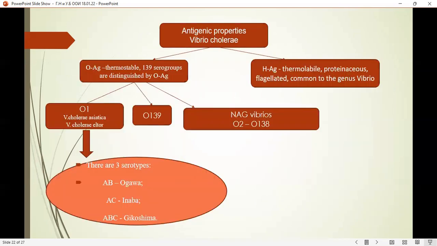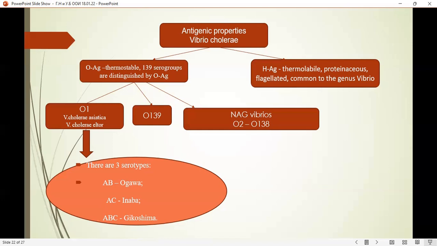Antigenic properties. Vibrio cholerae has a somatic O antigen and a flagellar H antigen. According to the structure of the O antigens, they are divided into 139 serogroups. The causative agents of classical cholera, Vibrio cholerae asiaticae and Vibrio cholerae El Tor, are combined into serogroup O1. Within the O1 serogroup, depending on the combination of A, B, and C subunits, three serotypes are distinguished.